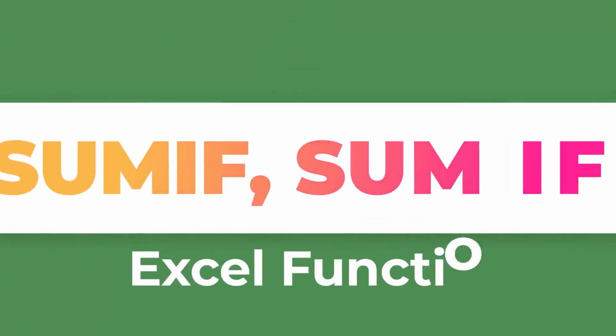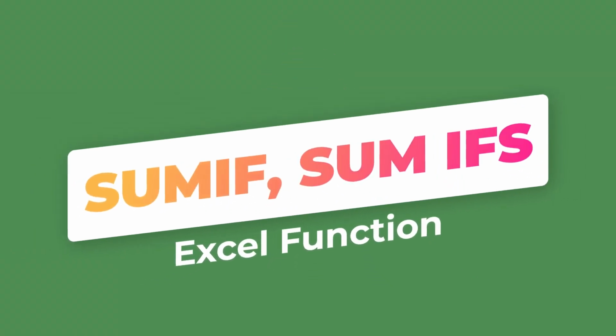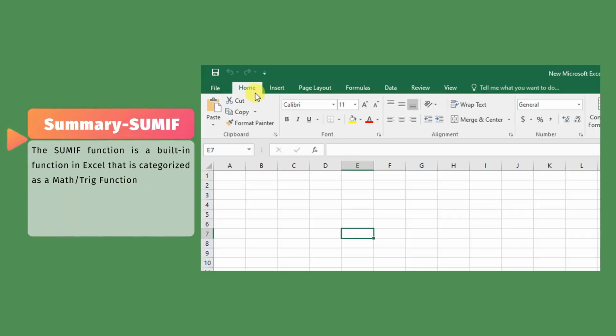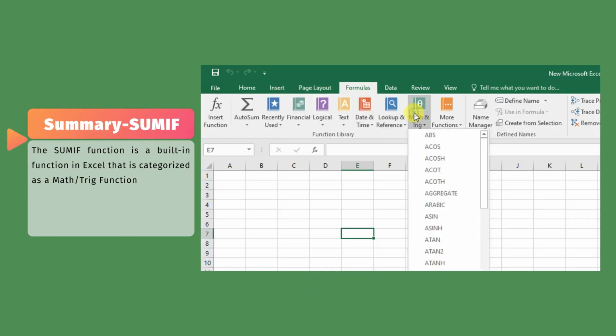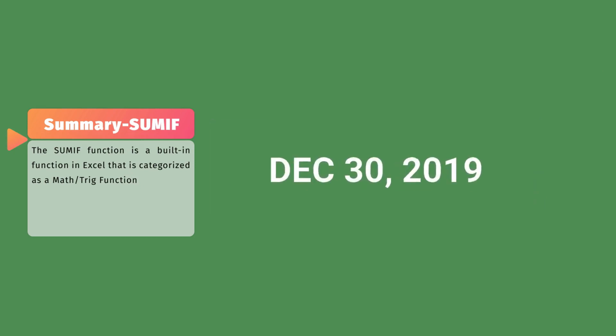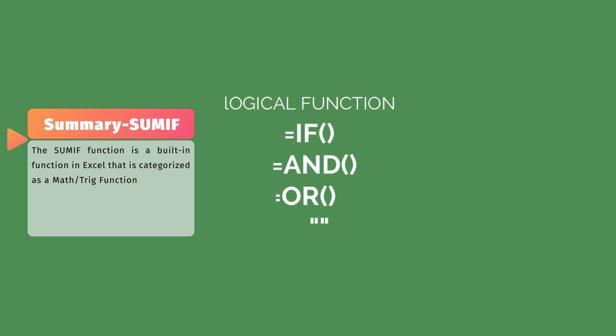Today we are going to learn how to use the SUMIF and SUMIFS function in Excel with a simple example. The SUMIF function is a built-in function in Excel that is categorized as a math or trig function, and it returns the sum of cells that meet a single condition. Criteria can be applied to dates, numbers, and text. The SUMIF function supports all logical operators and wildcards for partial matching.